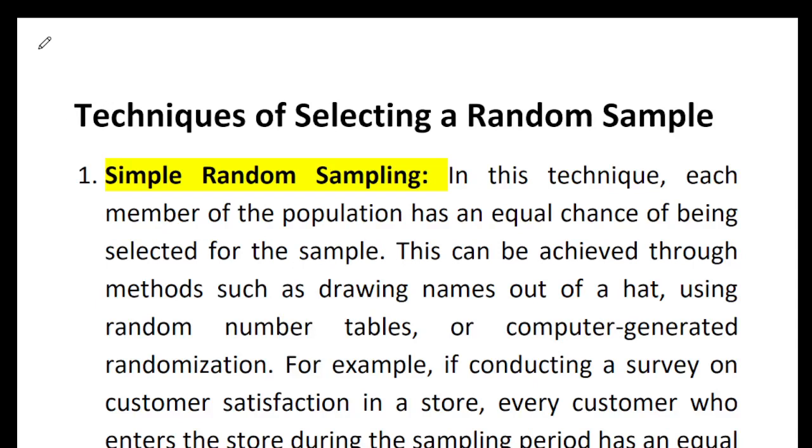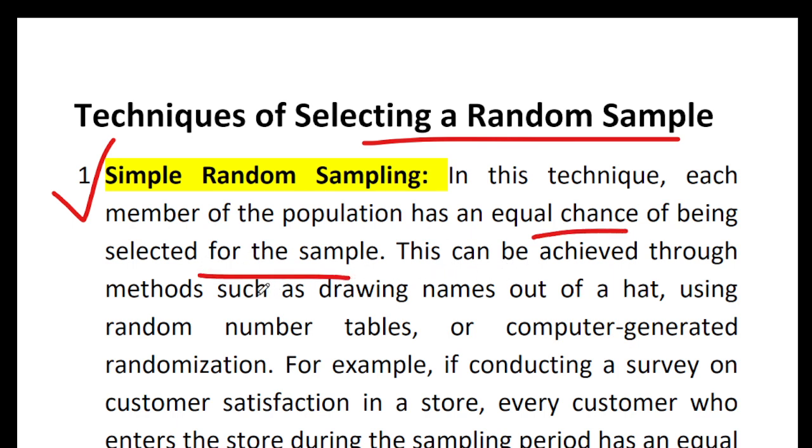Today's topic is techniques of selecting a random sample. First technique is simple random sampling. In this technique, each member of the population has an equal chance of being selected for the sample.